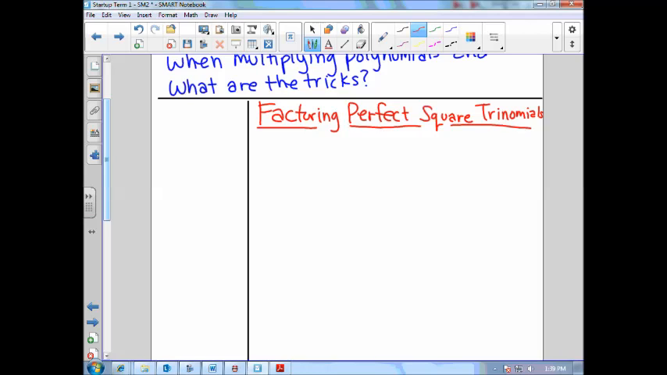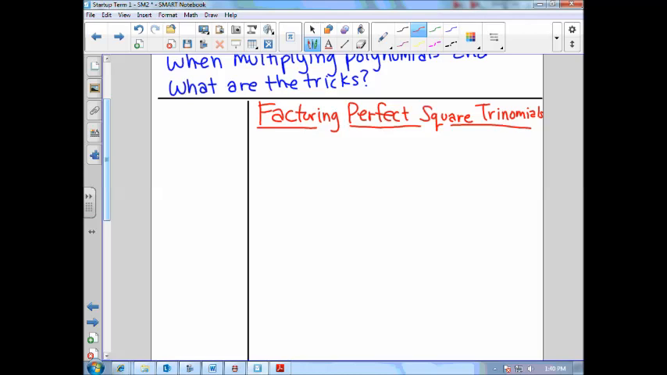Okay, so we know what a trinomial is. Show me with your fingers how many terms a trinomial has. Good, 3 terms. But what's a perfect square? You should have heard perfect square before. What's a perfect square, Phoenix? Where if you square something, it's perfect. It's not a decimal, it's a whole number. Really close, but it's not just square, it's a square root.